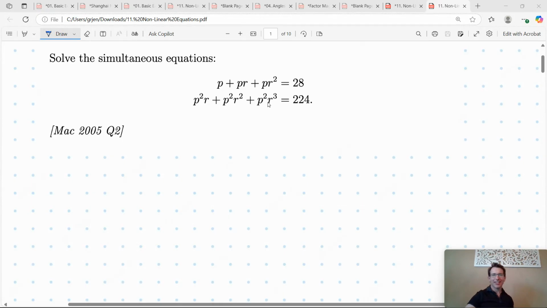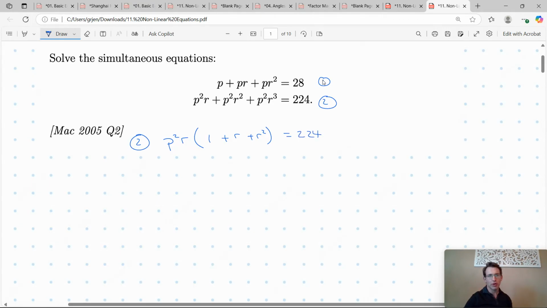All right, let's take a look at how we can solve these types of questions. One great habit is to number your equations. And so we're just going to manipulate equation 2 over here. Factoring out a p squared r is a good strategy. So that would be multiplied by 1 plus r squared is equal to 224.